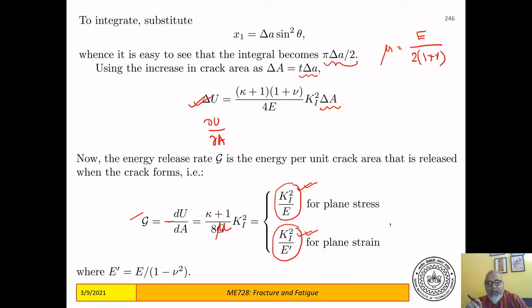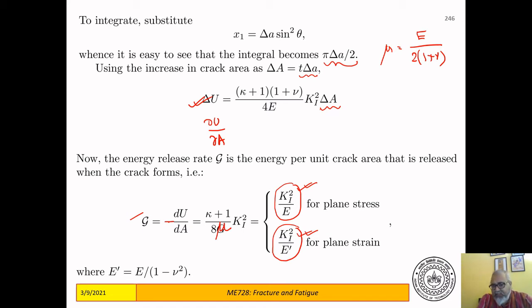This is for mode 1, and this is a very, very important relationship because it allows you to get the mode 1 K for a crack, provided you have the G. So if you know the G, you can get the K. If you know the K, you can get the G. Now, K is a local measure, G is a global measure, and this is what connects them, provided everything is elastic. Provided everything is elastic, you have a one-to-one connection between the local measure of stress intensity and the global measure, which is the energy release rate.